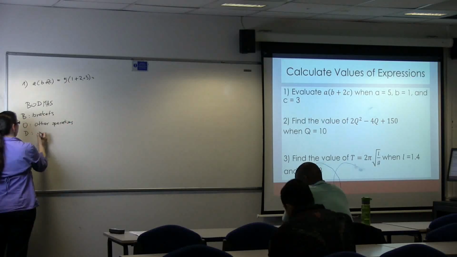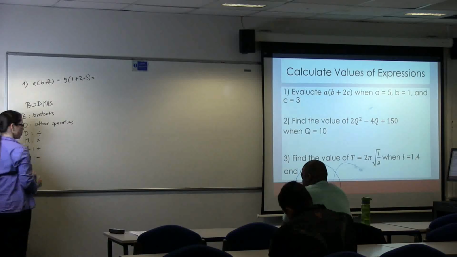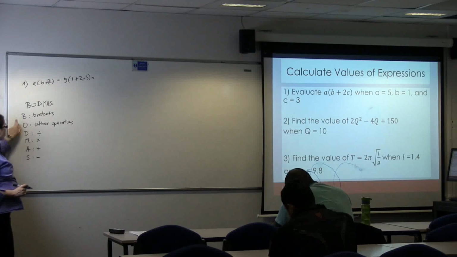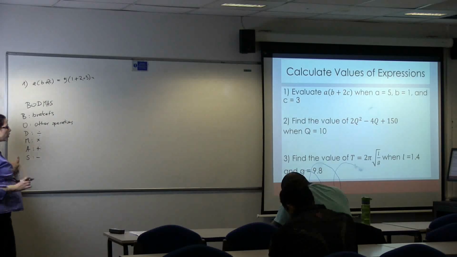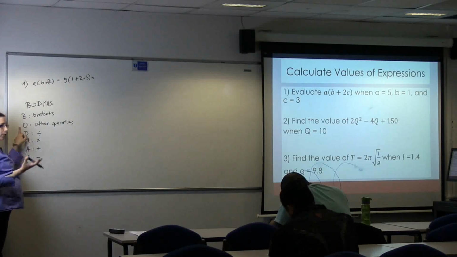D is for division. M is for multiplication. A is for addition. And S for subtraction. And this is a mnemonic. This is a short way of remembering the order of the operations. So it's telling you that if you have got a bracket, that's the one that you need to deal with first. If you don't have a bracket, then you need to deal with the other kind of operations.